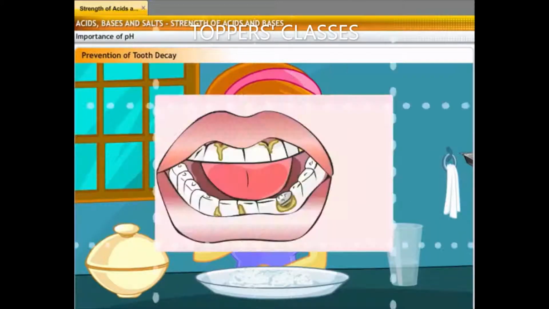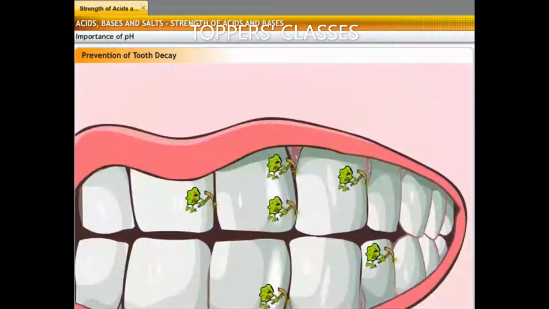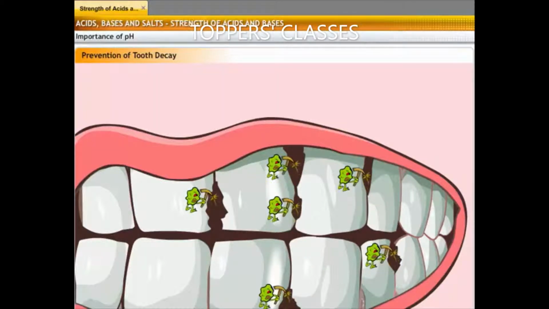The bacteria in our mouth produce acid while breaking the food particles and help maintain a pH of about 5.5 in the mouth. If the pH lowers, the acidity in the mouth increases and leads to tooth decay. This is because the tooth enamel, which protects the tooth, gets damaged by the acid. Once this protective enamel gets corroded, the teeth are more susceptible to decay.